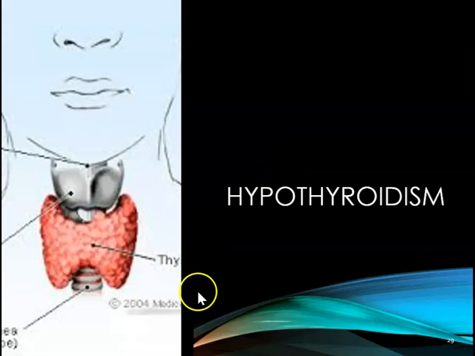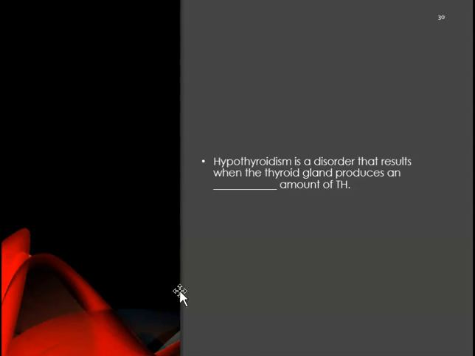So next we're going to be talking about hypothyroidism. Hypothyroidism is a disorder that results when the thyroid gland produces a blank amount of TH. So the answer to this is going to be insufficient because of a decrease in TH levels. That decreases the metabolic rate and heat production, affecting all body systems. This is most common in women between the ages of 30 and 60 years of age.